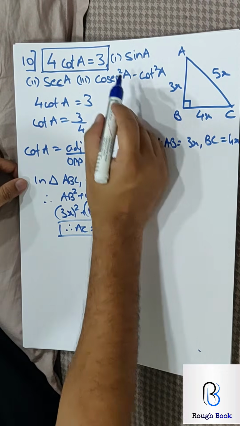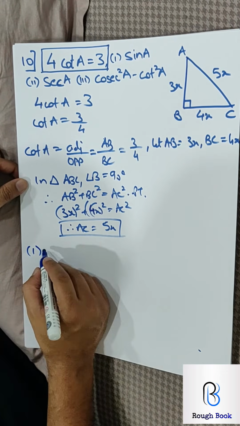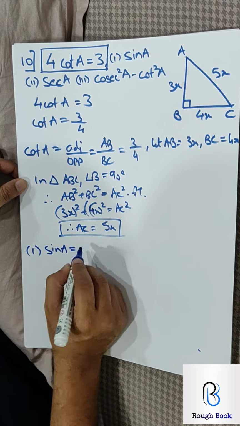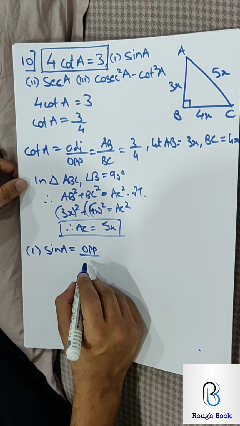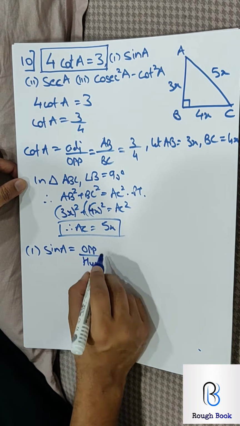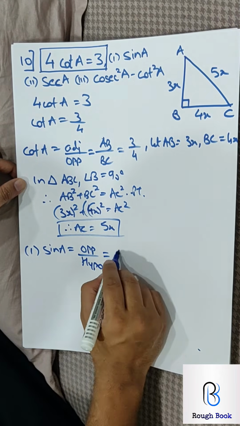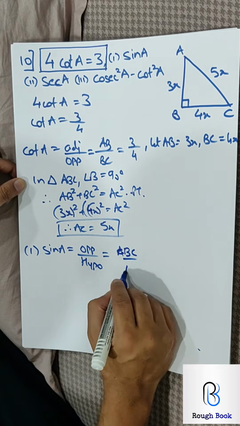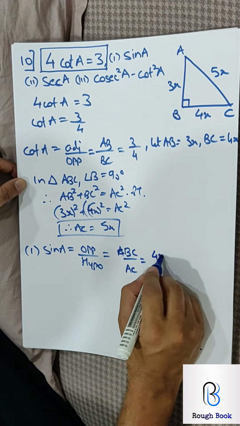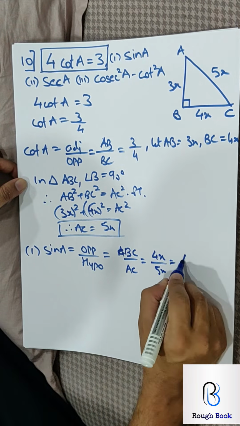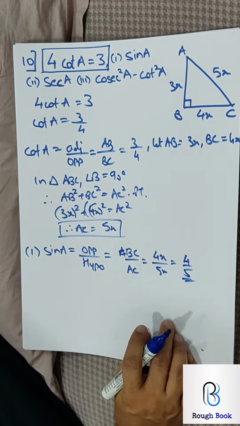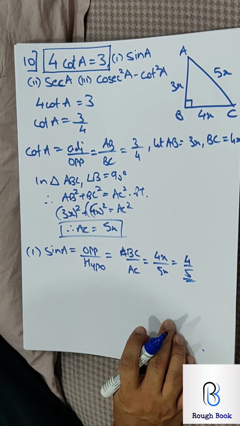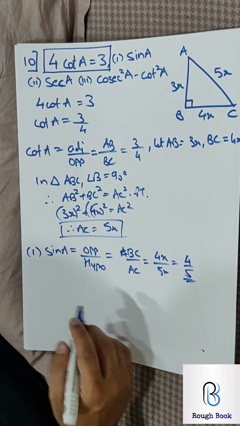Now that we got all three, the remaining parts are very simple for us. So first one, sin A, opposite upon hypotenuse, good. Opposite is BC, sorry, and hypotenuse is AC. So 4x upon 5x, 4 by 5. How many got this correct? Sum number 10, first part, 4 by 5.